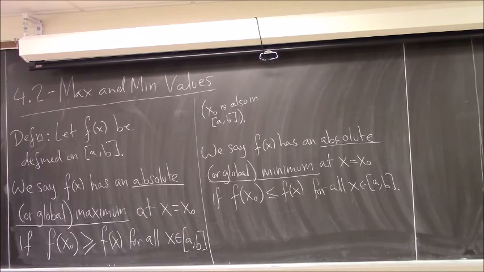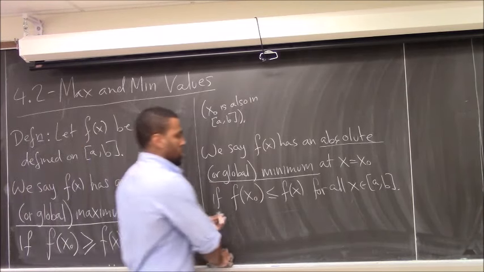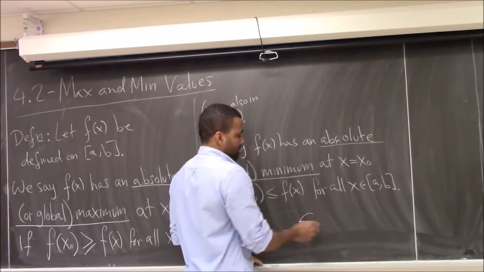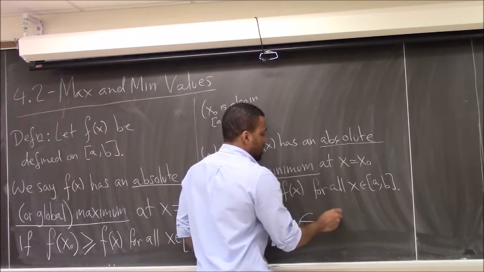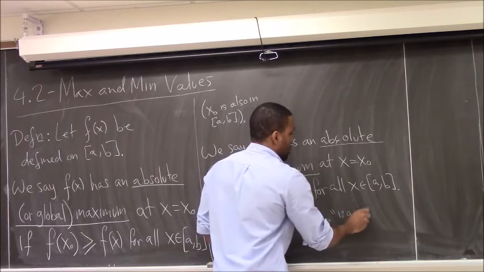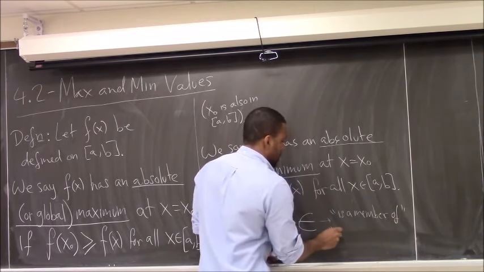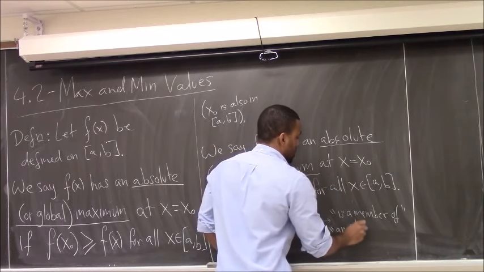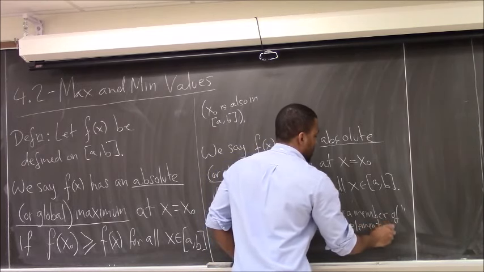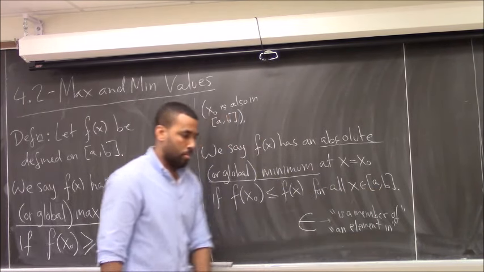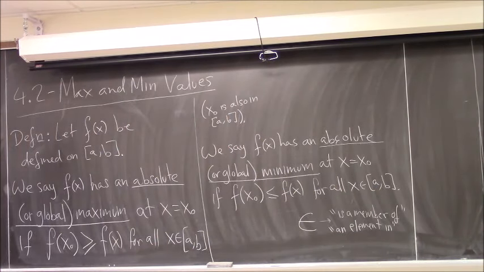What's that symbol where you said for all x? Oh, this symbol here. It means is a member of, or an element in. So basically I'm saying for any x that's in this interval. It's set theory notation.